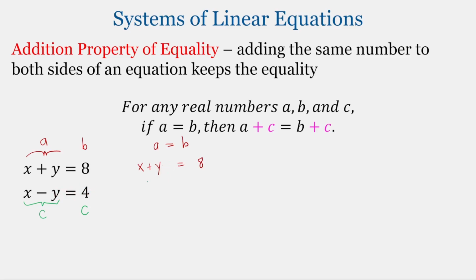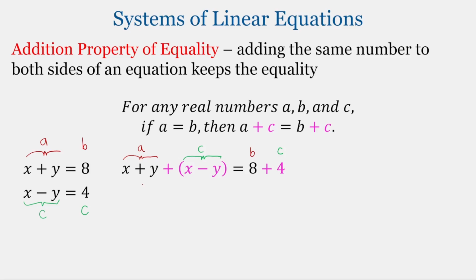So now to one side of the equation, we could add x minus y, and to the other side, we could add 4. Rewriting this, we get x plus y, that's our original a, plus x minus y, that's one way of writing c, equal to 8. So 8 was our original b, plus 4, which is the same as x minus y.